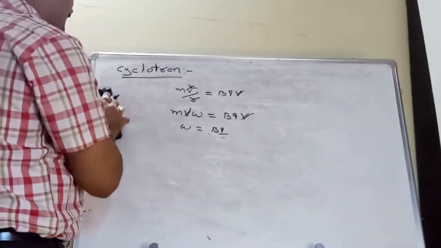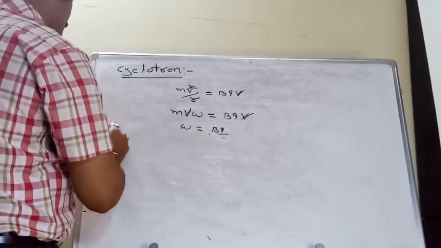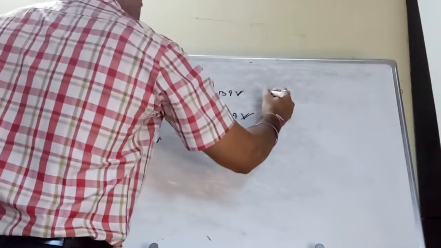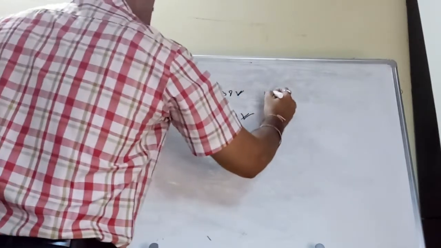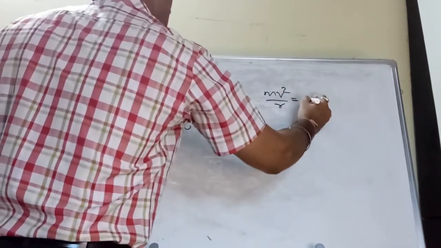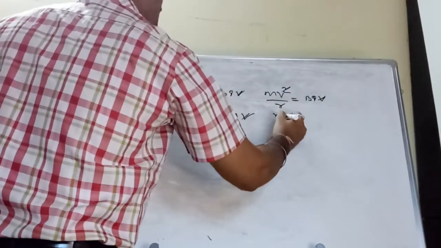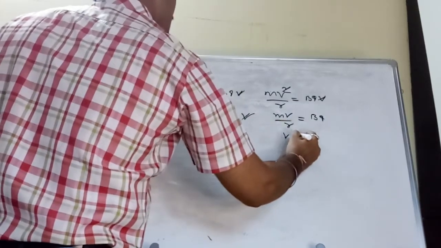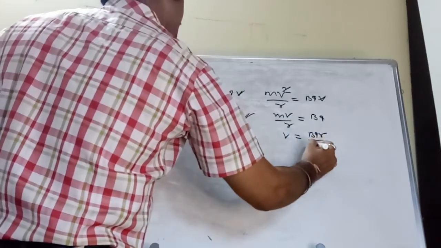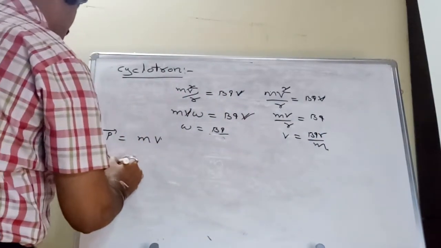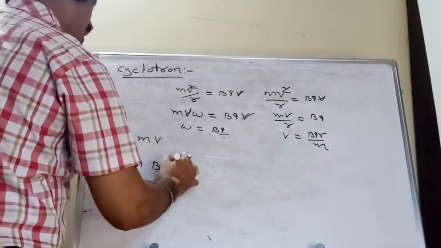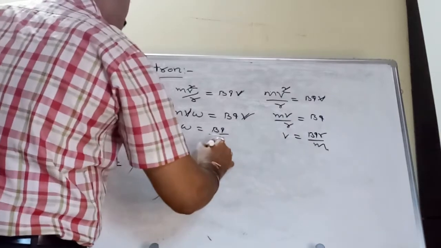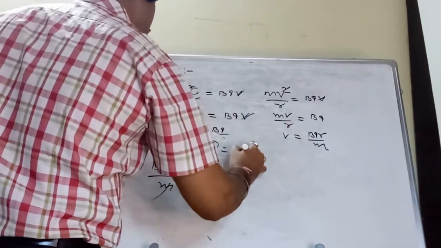Here the velocity of the particle. So p bar equal to mv. mv square by r equal to bqv. So we cancel, mv by r equal to bq. So here v is equal to bqr by m. So p bar equal to m into bqr by m. So m cancels. Momentum of the particle, p bar equal to bqr.